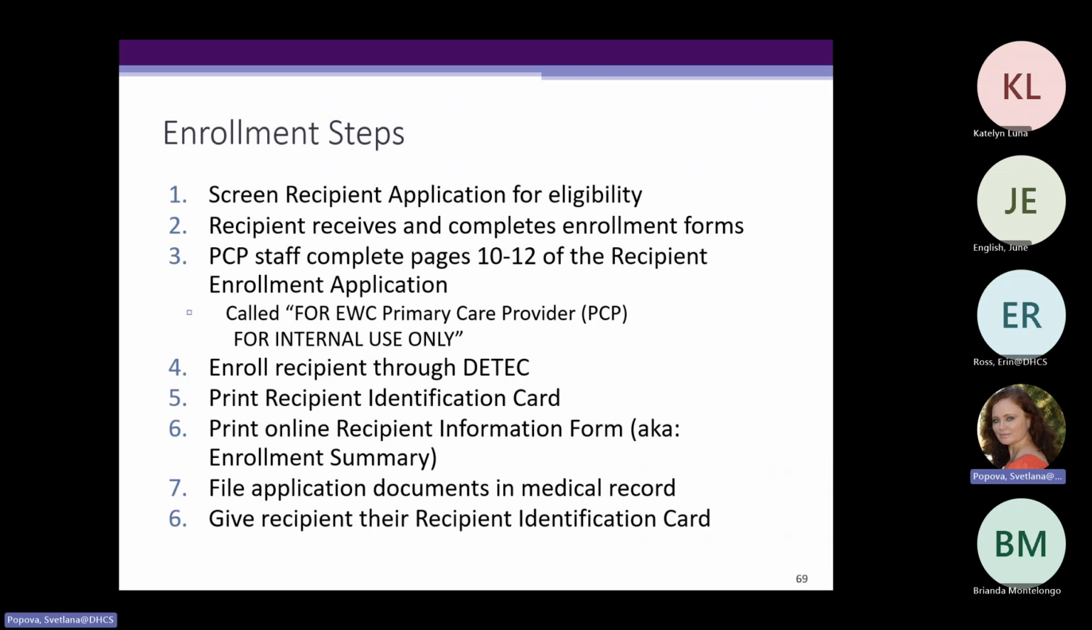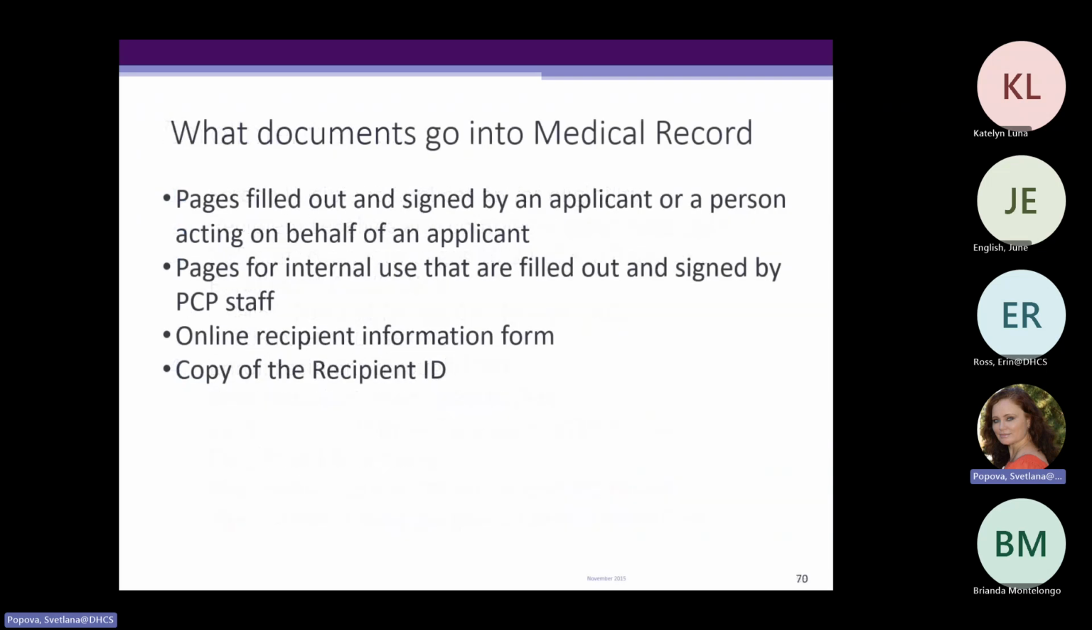And of course, right now we have a lot of EMRs, so it can be scanned and saved as an electronic version. But this enrollment summary is the proof that the patient was enrolled on a certain date, and the recipient should be provided with the recipient identification card.